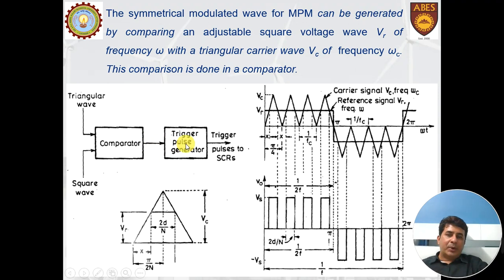It gives a high signal to trigger the pulse generator, and this pulse generator generates a triggering pulse which turns on the SCR, and immediately the voltage Vs starts appearing at the output. Now again, at the second intersection point, when Vc tends to become lower than Vr, it is the second output which is given by the comparator.